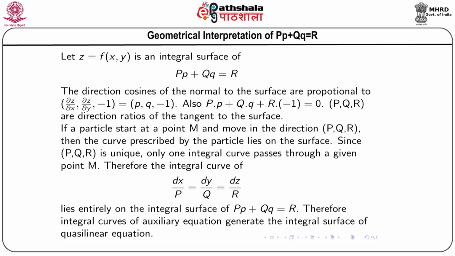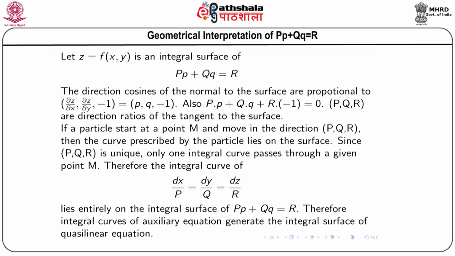Now, I want to give a geometrical interpretation of a quasi-linear first order differential equation, that means the equation capital P small p plus capital Q small q equals R. I want to show how the solution of a quasi-linear first order differential equation is related to a solution of simultaneous equation and what is the geometrical meaning of this relation. So, let us first take that z equals f(x, y) is an integral surface of the given quasi-linear equation P p plus Q q equals capital R.